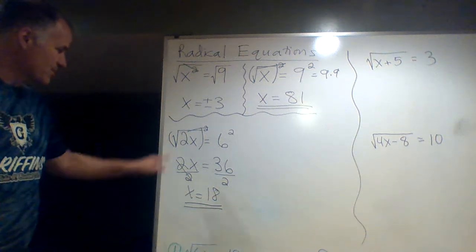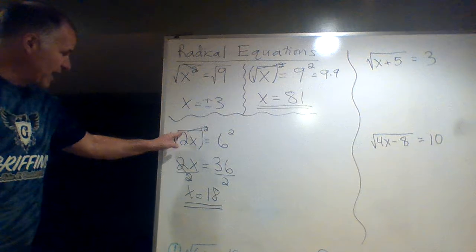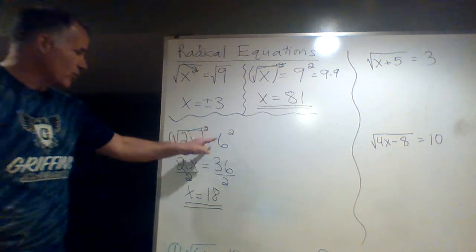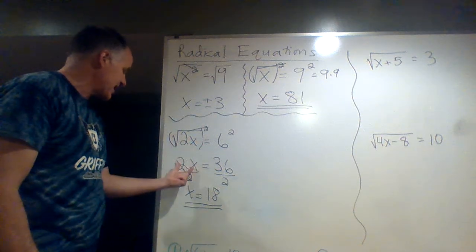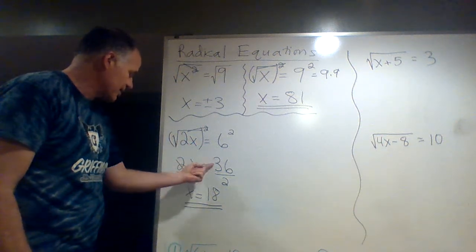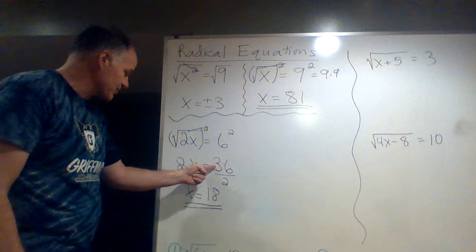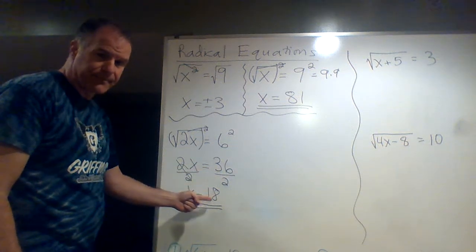So again, get rid of the radical by squaring. Whatever I do to one side, I do to the other. 6 squared is 36. Now that 2x inside comes down. Divide away the 2. It cancels. 36 divided by 2, 18.